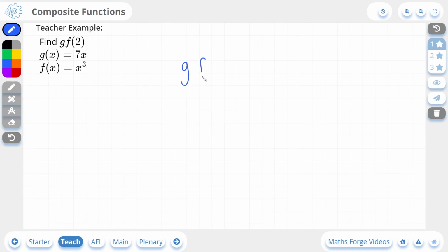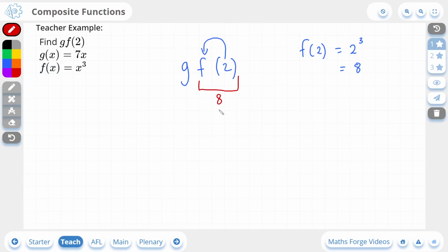Well, you have g of f of 2. You start with the number 2. This number is going to be input into the function f. Once it's input into the function f, you end up with a value. And let's see what that value is. So let's take our f of x, and we're going to replace the x with a 2. Now, f of x is equal to x cubed. Since the x was replaced by 2, the x cubed is now going to be 2 cubed. And 2 cubed is equal to 8. So once we take 2 and input it into f, this part here now becomes 8.